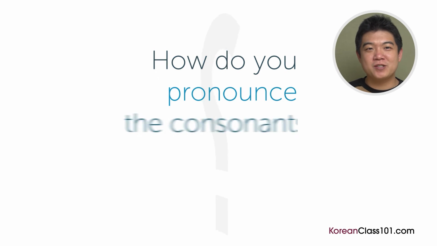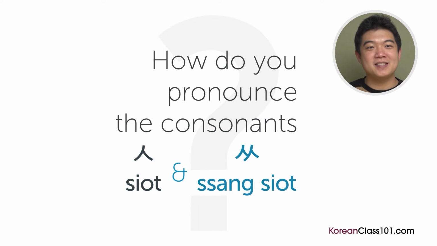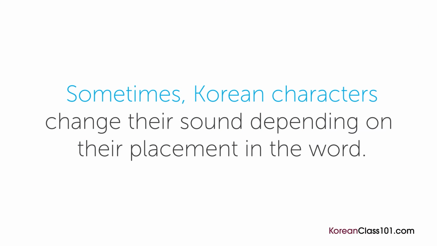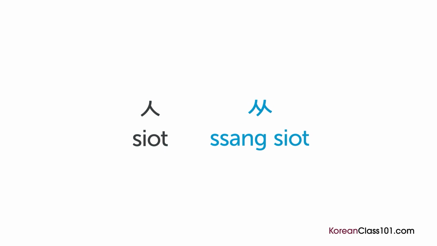The question for this lesson is, how do you pronounce the consonants 시옷 and 쌍시옷? Sometimes Korean characters change their sound depending on their placement in the word. 시옷 and 쌍시옷 are both good examples. Let's go over how to pronounce 시옷 and 쌍시옷 correctly.